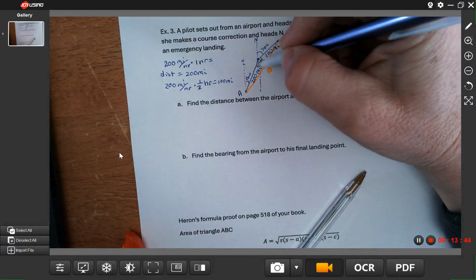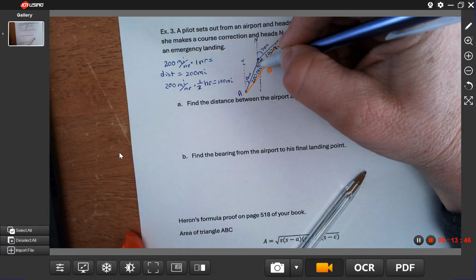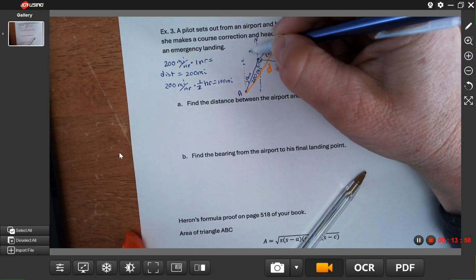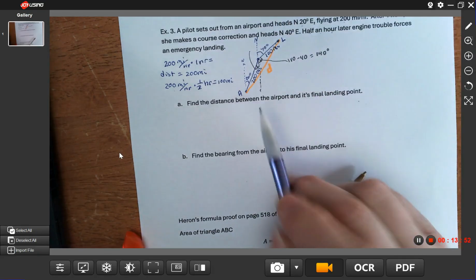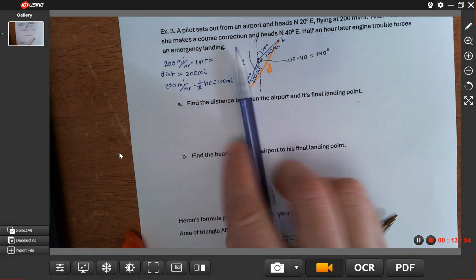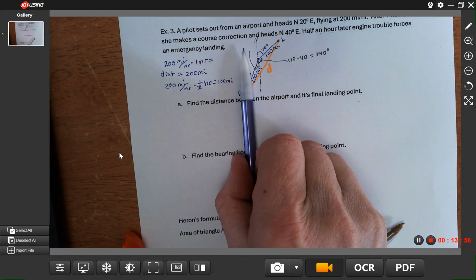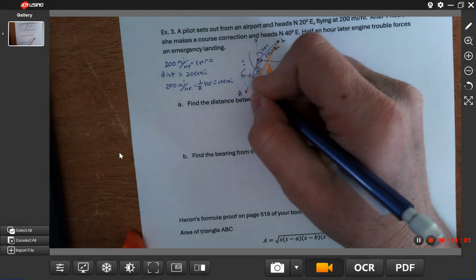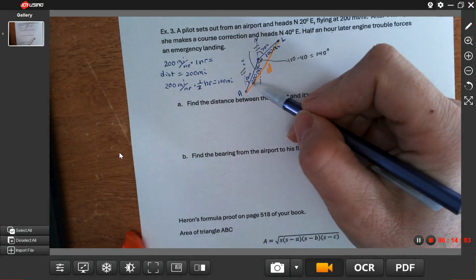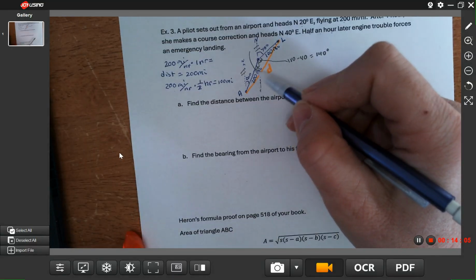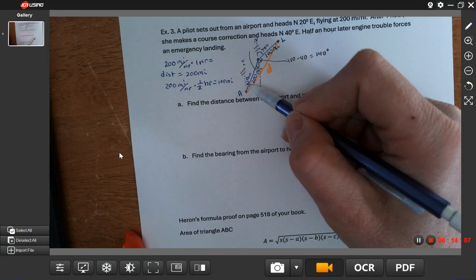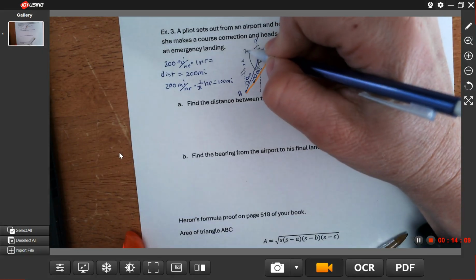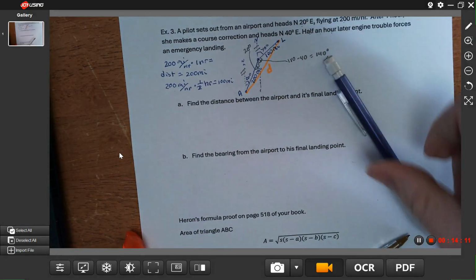And then this angle here, that angle right there, these 2 lines are parallel. That compass facing north and this compass facing north are parallel, so these are parallel lines. And these are alternate interior angles, 20 degrees, 20 degrees. So this one is 20 degrees.